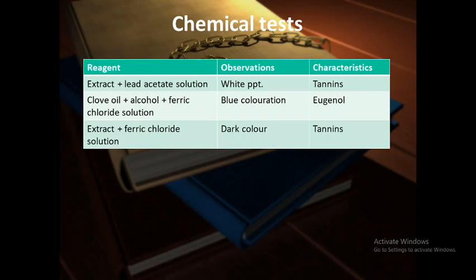Then the eugenol in the clove oil is identified using ferric chloride solution and alcohol. So when the clove oil is treated with alcohol and ferric chloride solution, it produces the blue color due to the presence of eugenol. Then the hydrolyzable tannin is again identified using ferric chloride solution. So when the clove extract is treated with ferric chloride solution alone, that produces the dark color due to the presence of hydrolyzable tannins in clove bud.